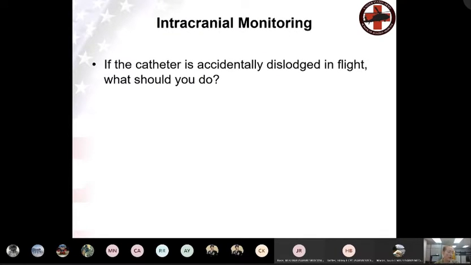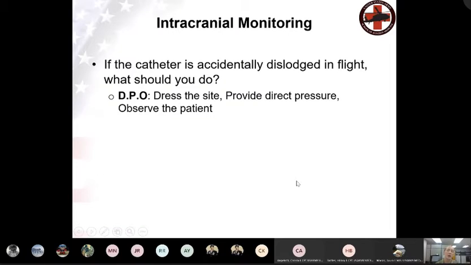Captain Angelotti, if the catheter for an intracranial monitoring device is accidentally dislodged in flight, what do you do? Ma'am, I would use the DPO, which is dress the site, put pressure, and then observe the patient. Absolutely. I would be a little bit cautious with the pressure piece on this one, particularly given some of the wounds that our patients can have with this. The big things are obviously going to be dressing the site, observing the patient, and asking, what was my baseline assessment to begin with? Because now I really have no other information about my patient that would tell me what's going on.